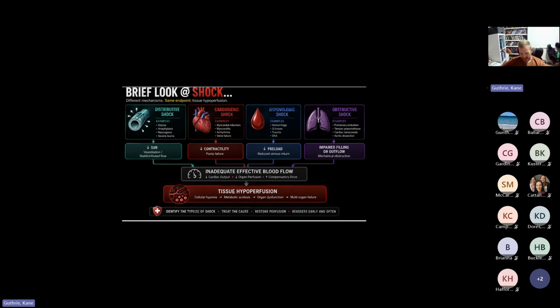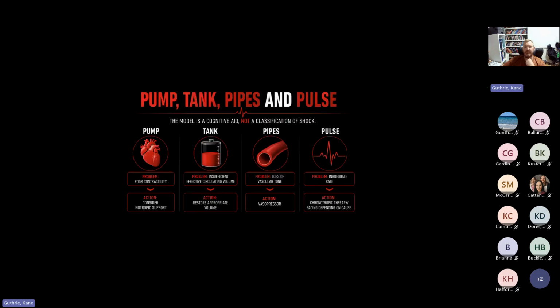But basically all this results in tissue hypoperfusion, where they get hypoxic tissues, metabolic acidosis, leading to worsening organ dysfunction. And when they start knocking off organs, once one goes, then multi-organs will start to fail, because they all need that good homeostasis that we learned early on in pathophysiology.